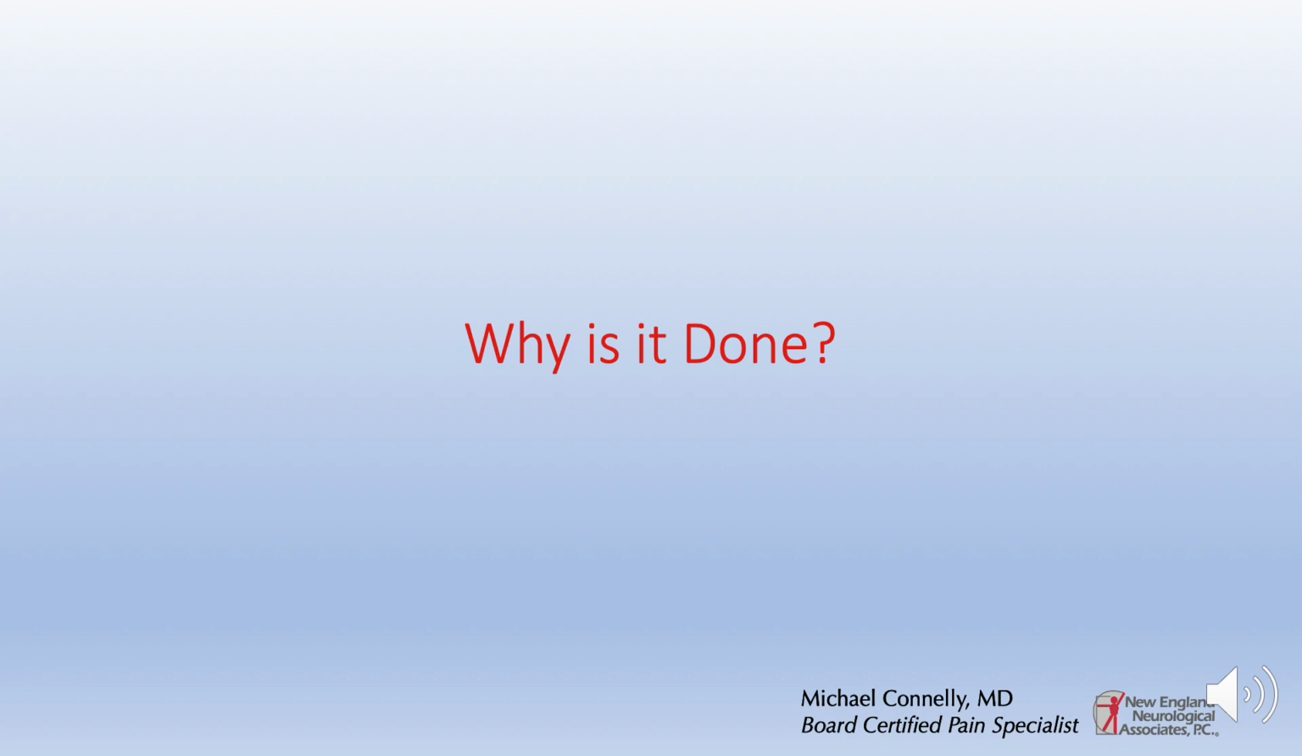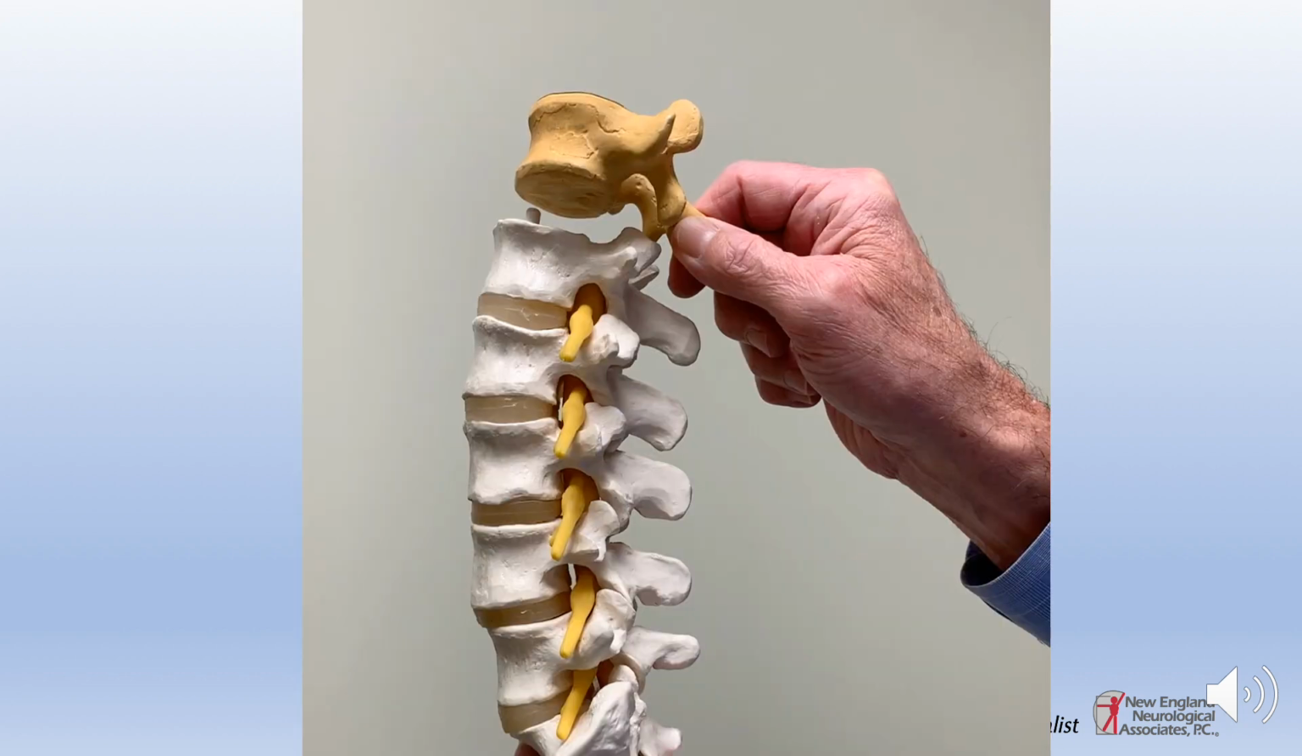Transforaminal steroid injections are done to treat inflammatory nerve root pain, and we'll take a look at anatomy to help you understand why the inflammation develops and why this procedure is so helpful at specifically targeting the area where the problem is. This is a view of your spine looking at it from the side, and then if we rotate an image, we can get a better picture looking at it from a cross-sectional point of view to help understand what's going on inside the spinal canal.